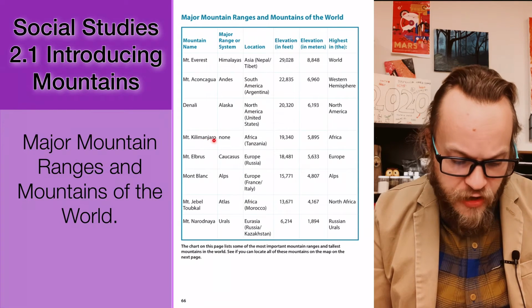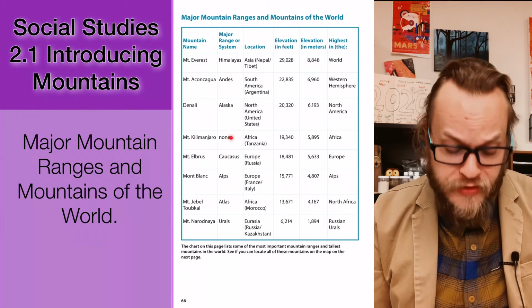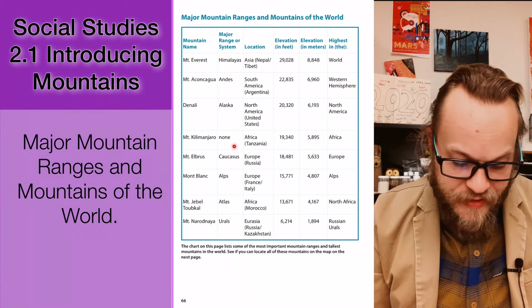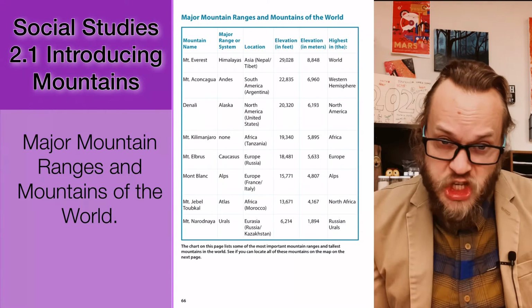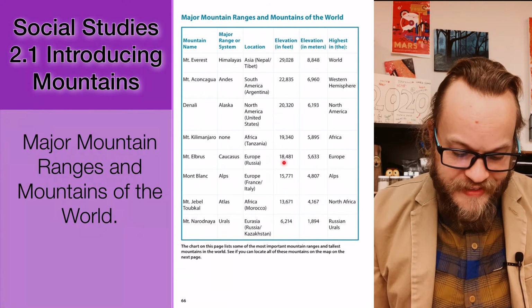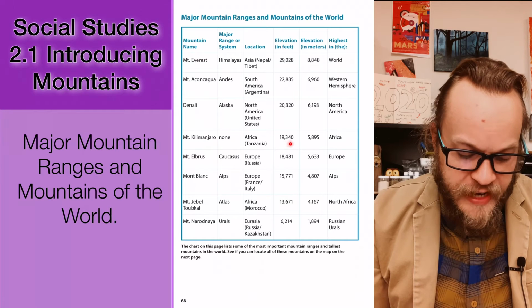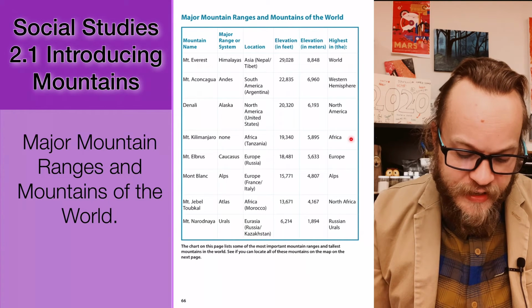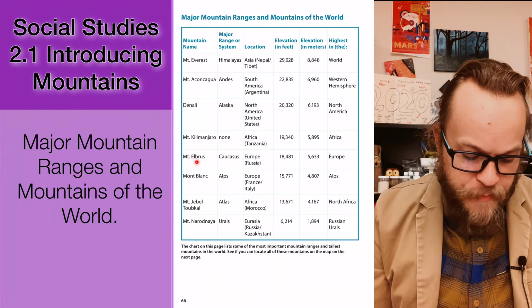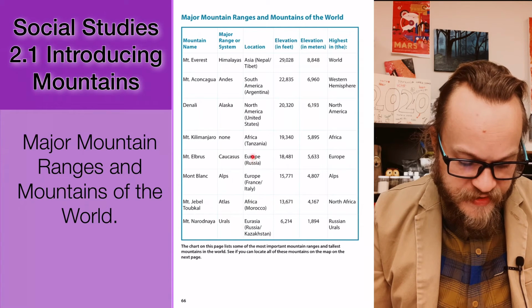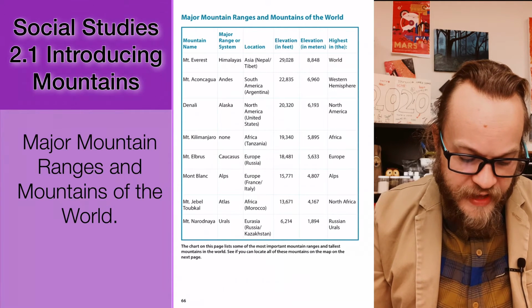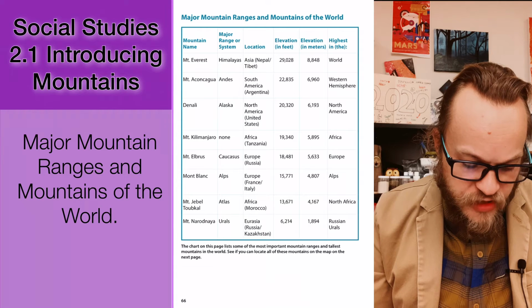Mount Kilimanjaro stands on its own. It's not in a range of mountains. It's a big dome. It is 19,340 feet and tallest in Africa. Mount Elbrus in the Caucasus in Russia is at 18,000 feet, the tallest in Europe.